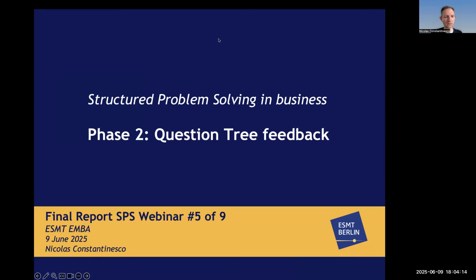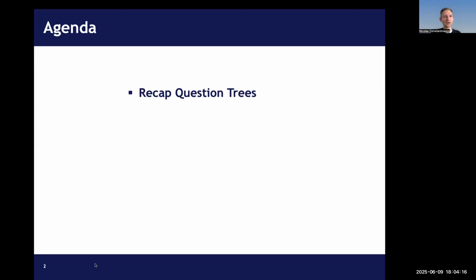Let me just quickly walk you through the agenda. We're going to quickly recap what question trees are all about. I think it should be familiar by now, but I want to make sure we're all on the same page. Then I'll give feedback on the question trees received. I received 2, so I'll give feedback on those. And then I included 2 question trees from earlier cohorts that I'm also going to give feedback on. This way you have a couple more data points about feedback.